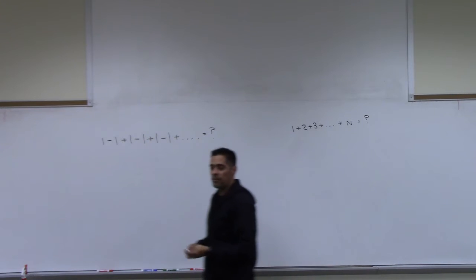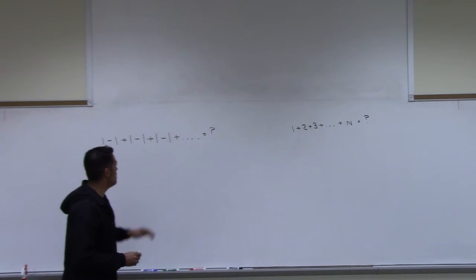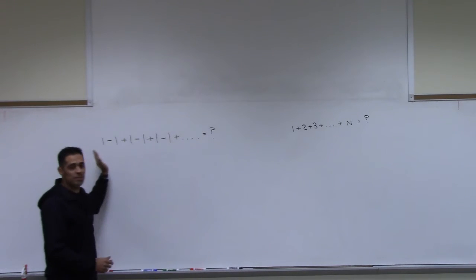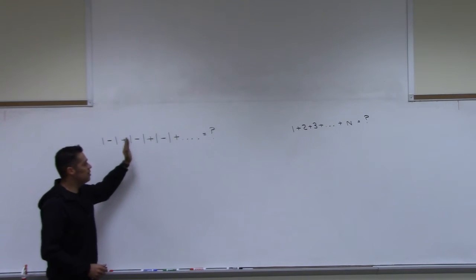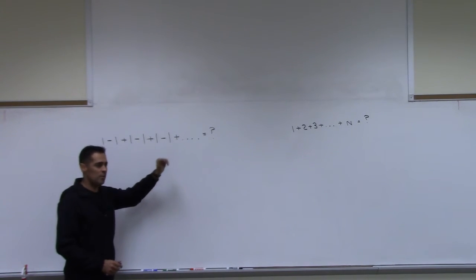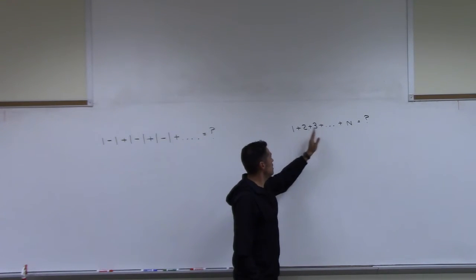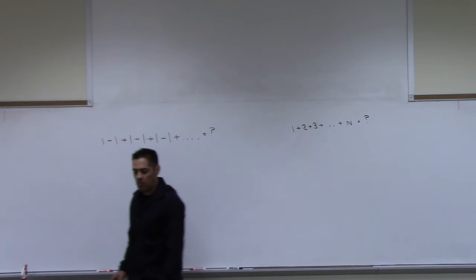Okay, so these are two different sums. The first one I put up here is what we call an infinite sum. Like it never stops. You just keep doing this forever. 1, take away 1, add 1, take away 1, add 1, take away 1, add 1. All right, this one is you actually go 1 plus 2 plus 3 and you stop at n.